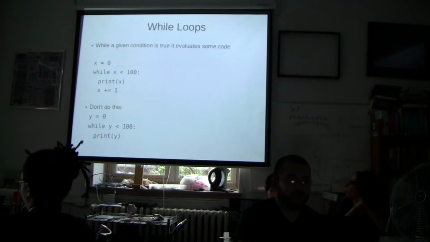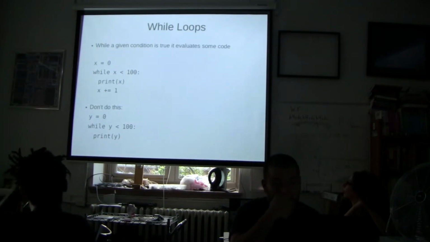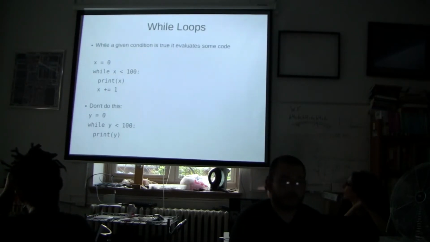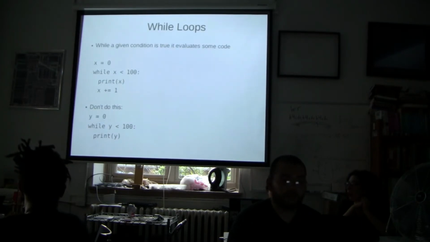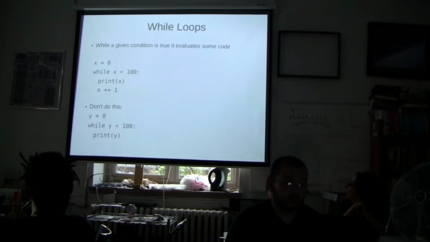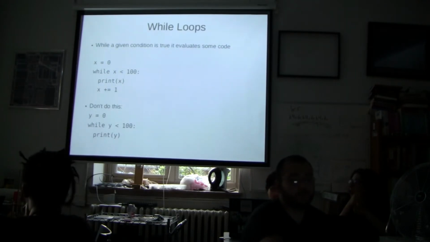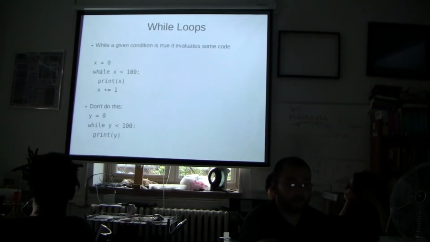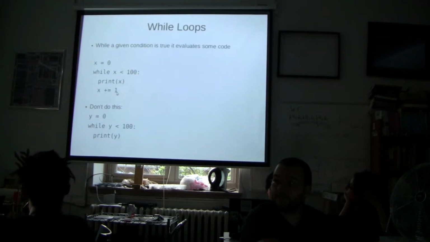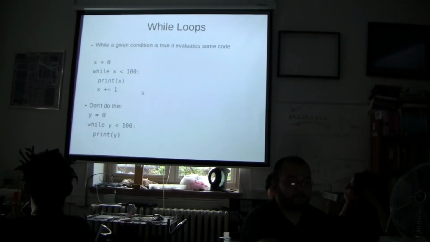Cool. The next thing I want to cover is while loops. So while loops just execute the same code within the while loop as long as its given condition is true. So in this first example, we create a variable called x. That should look familiar from last time. And while x is less than 100, we print x, and then we add 1 to x. X plus equals 1 again is x equals x plus 1.